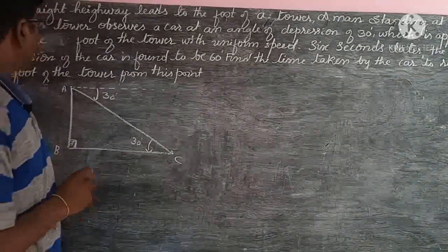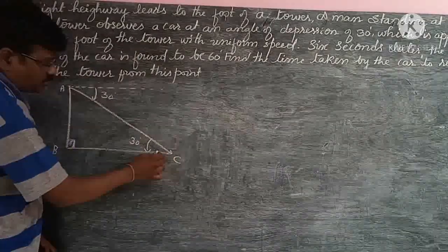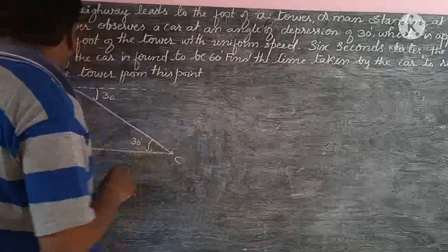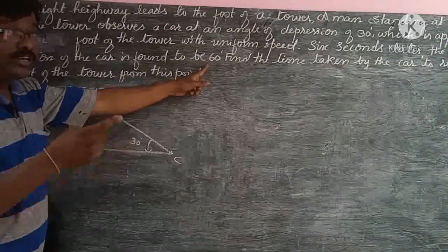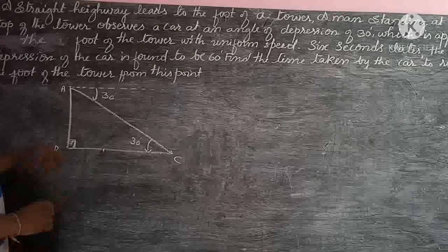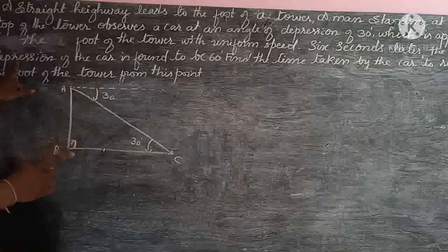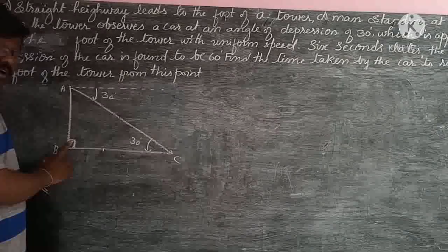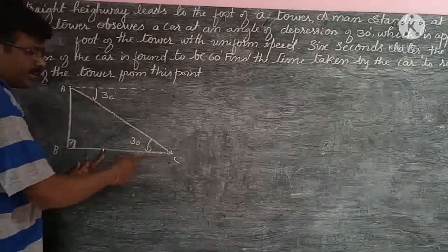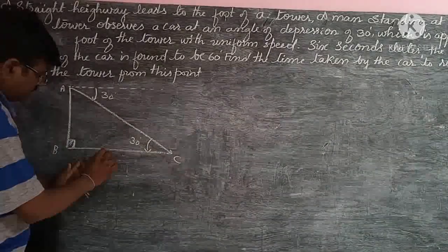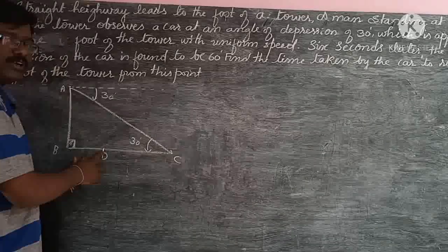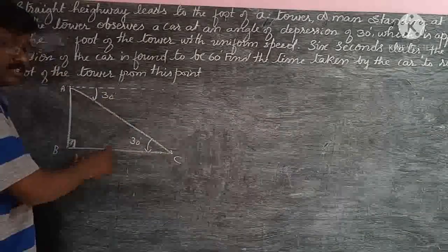And the next one is the car approaching the foot of the tower at a uniform speed. It is traveling towards the foot of the tower. After 6 seconds, the angle of depression of the car is found to be 60 degree, which means it has not yet reached the foot of the tower, it is away from the foot of the tower. Then how much time will it take? This distance we call C to D, the car is traveling from C to D. The time taken is 6 seconds.